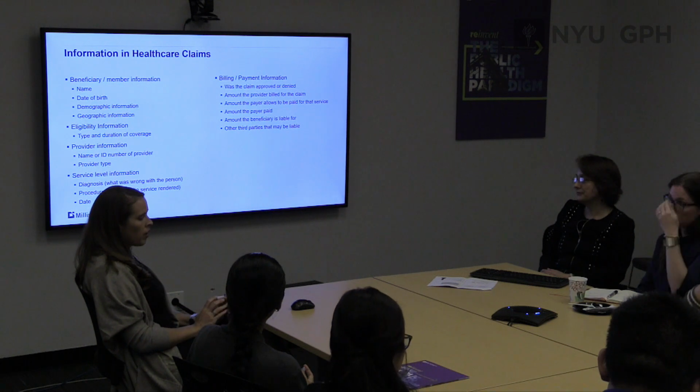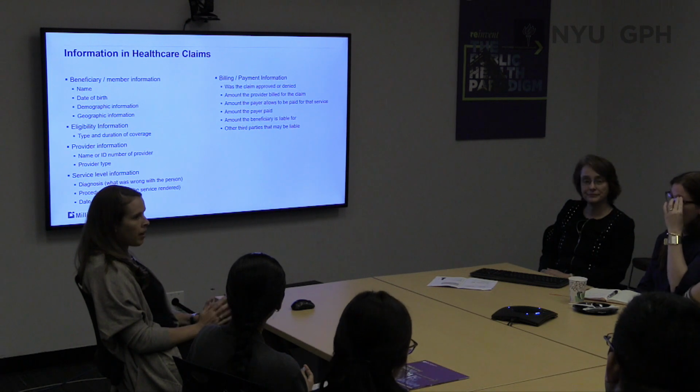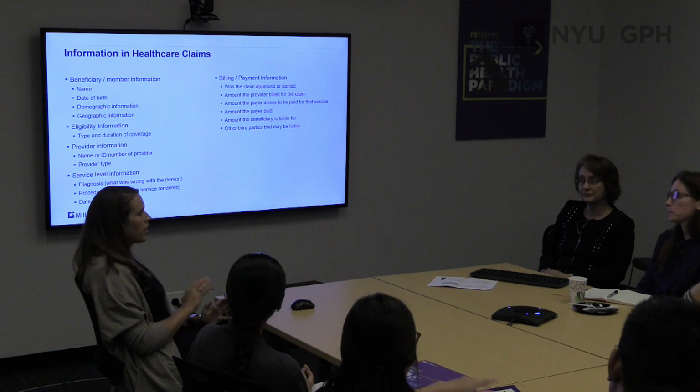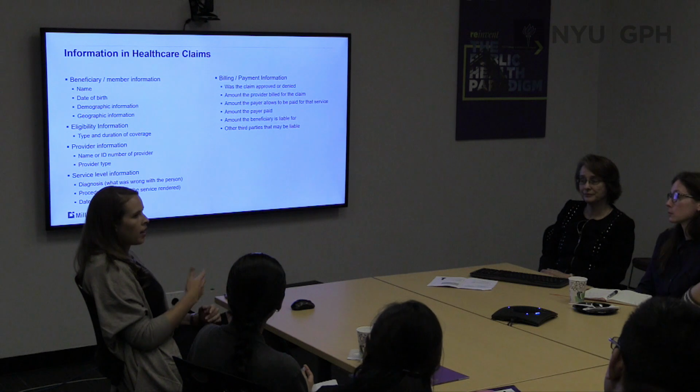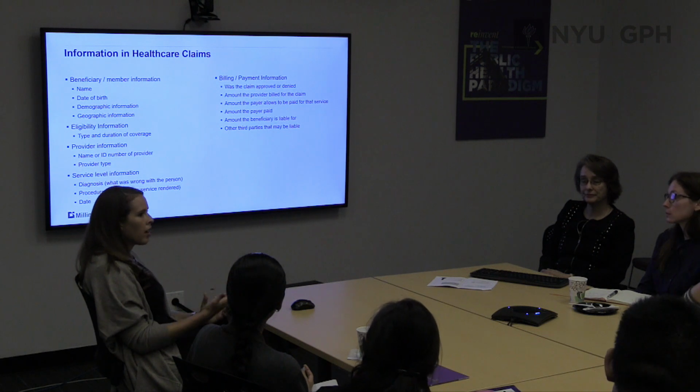Then there's eligibility information. For a lot of insurers, there are different ways you can be covered. We're not going to get into a lot of detail about that today, but you might be in a comprehensive plan, you might be in a high deductible plan. What kind of coverage do you have? What does it cover?